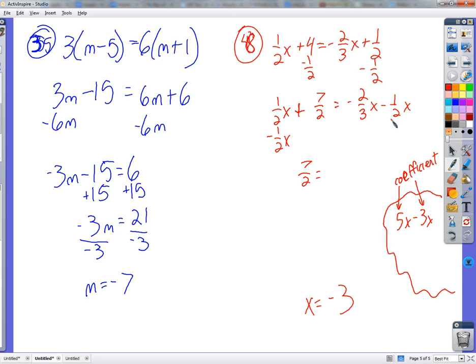Common denominator. So what would be the common denominator? 6. Okay. How many sixths do we have here? Negative 4/6, because we multiply this by 2 and this by 2. Negative 4/6 x minus how many sixths here? 3/6. We get 7/2 equals negative 7/6 x.